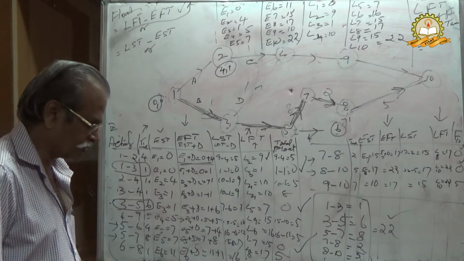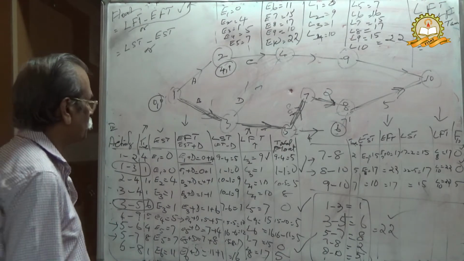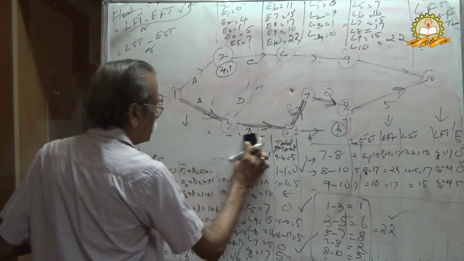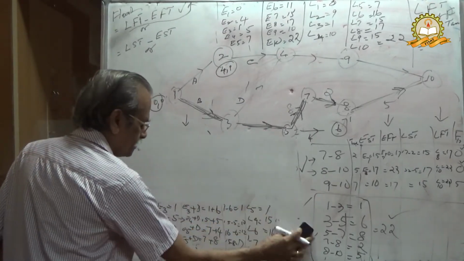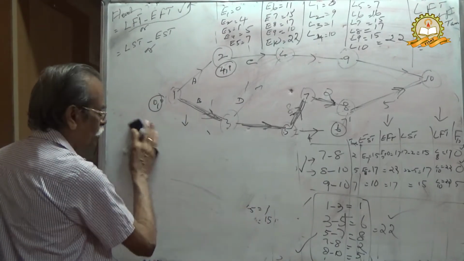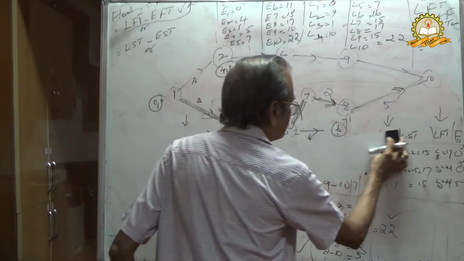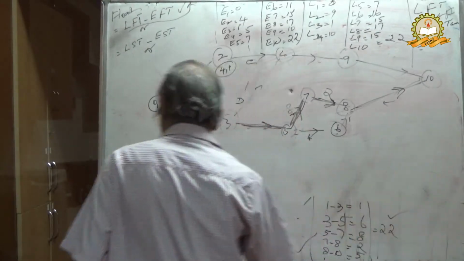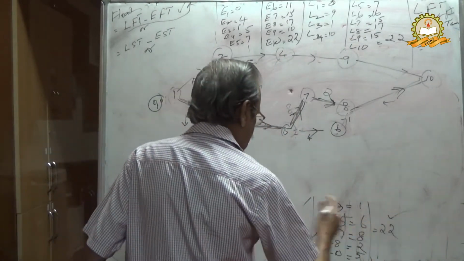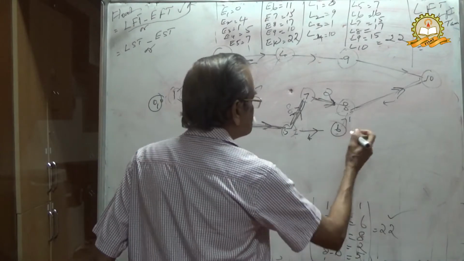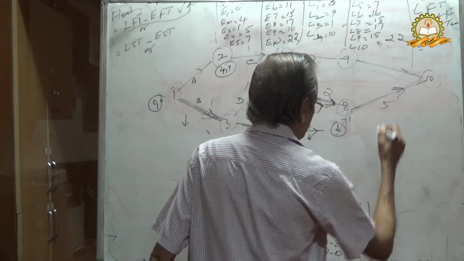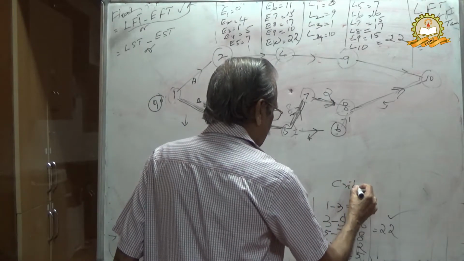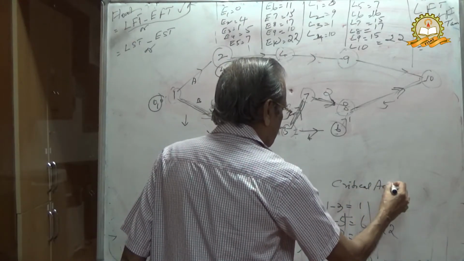Here we observe the following things also. Therefore, this is over. Here we observe the following, for observation only. Therefore, the final result is this, with critical activity.